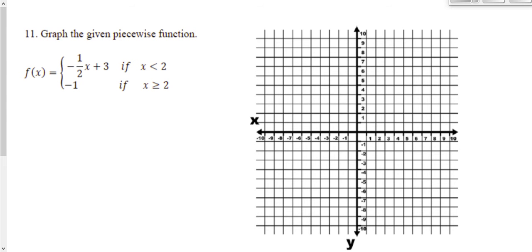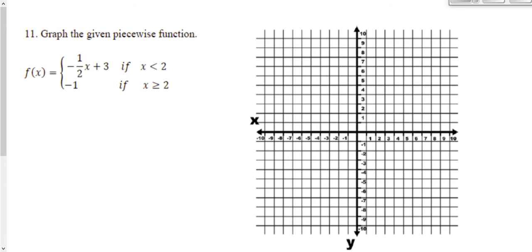Question 11 is asking us to graph this piecewise function. Remember, a piecewise function is a function that has been cut into pieces and stitched together. This is our Franken function. So we're going to take both of these equations and graph them, but we only want certain parts.